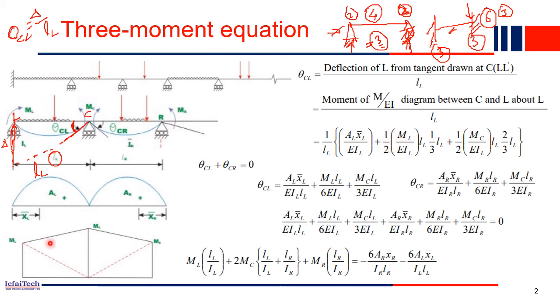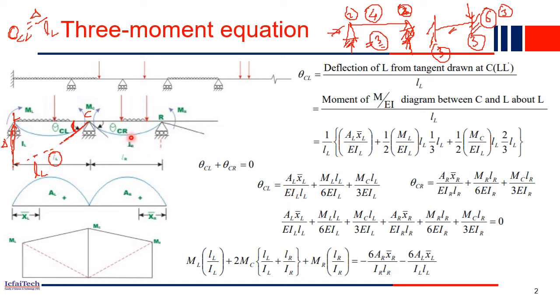Now for this top triangle, the area will be half into base, again the base is LL, into height MC. The CG distance will be 2/3 from the LL, lying somewhere here. So this is our final expression for theta CL. If you simplify this entire expression, you get the final expression for theta CL.